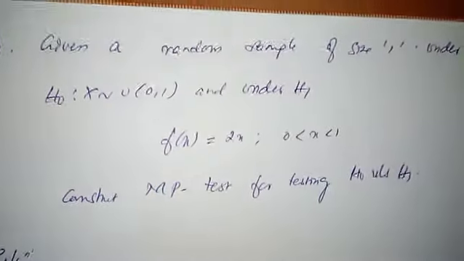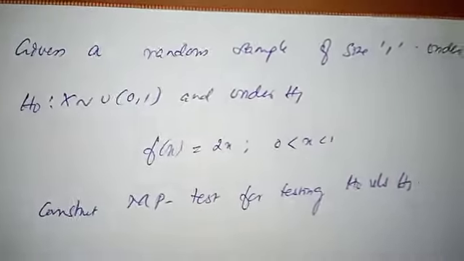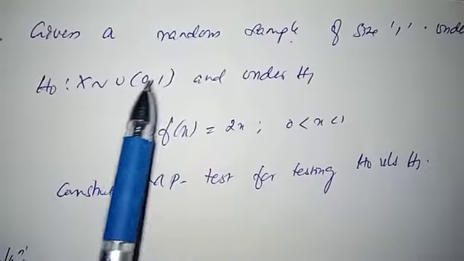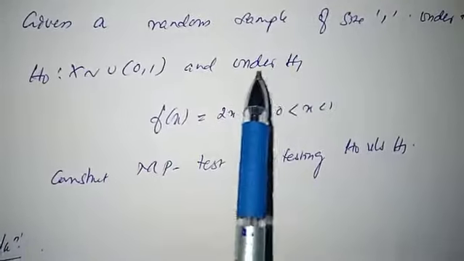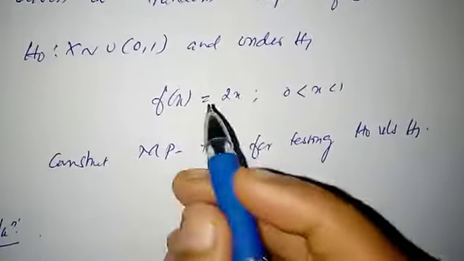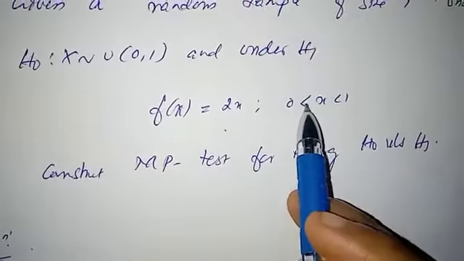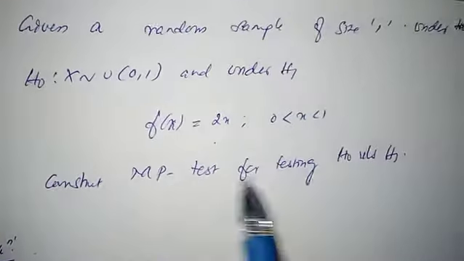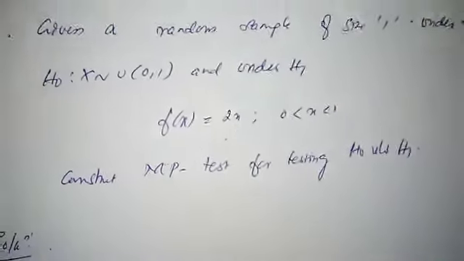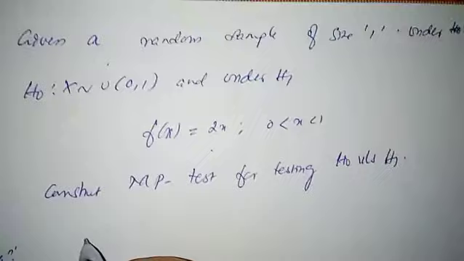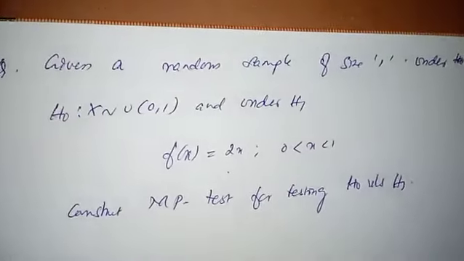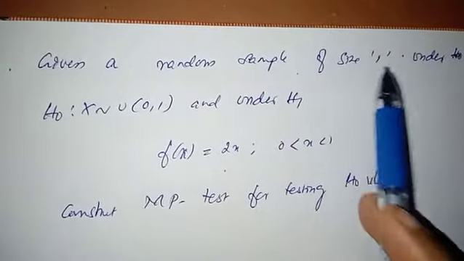So here the question is: given a random sample of size 1, under H0, X follows uniform(0, 1), and under H1 the density is f(x) = 2x, 0 < x < 1. Construct the most powerful test for testing H0 against H1. Here we have to take the ratio of the density under H1 and the density under H0, because the sample size is 1.